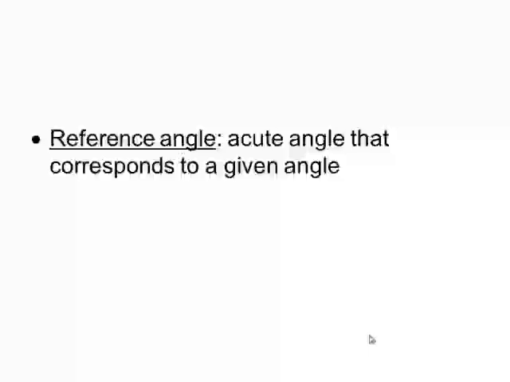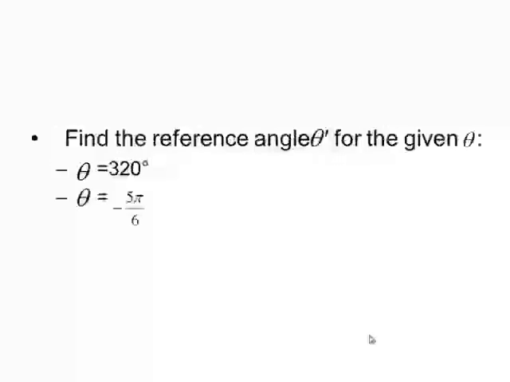A reference angle has 3 important characteristics. It is always acute. What does acute mean? Smaller than 90. It is always going to be positive, and it will always be next to the x-axis. A reference angle is acute, it is positive, and it is next to the x-axis. We find a reference angle by graphing.